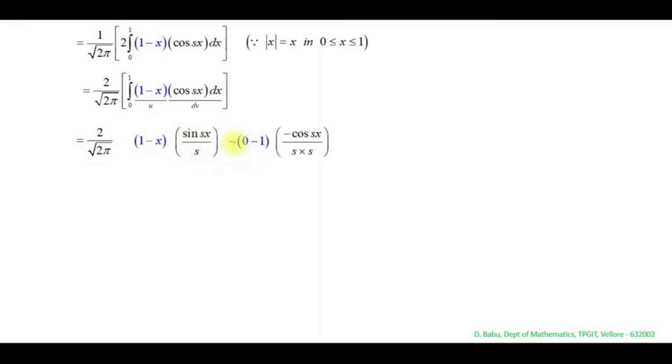Next, the alternate sign is minus, plus. So differentiate the blue bracketed term. The differentiation of minus 1 is 0. Hereafter all terms vanish, so we stop the process.